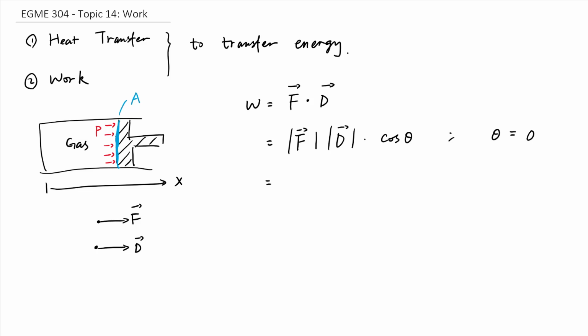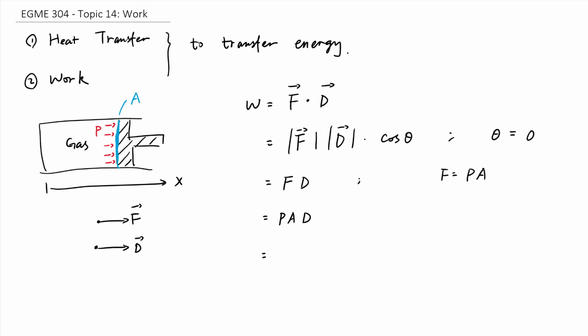Okay, and we know cosine 0 is equal to 1, so this equation will be simplified to the magnitude of the force multiplied by the magnitude of the distance, and then multiplied by cosine 0, which is equal to 1. And next, we know force is equal to pressure multiplied by area. So we're going to replace the force with pressure times area times distance. Okay. All right, let's take a look.